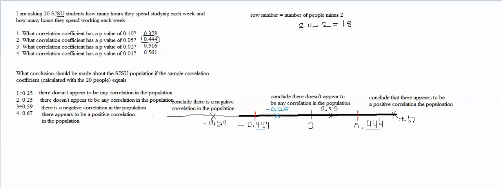And when you put your cutoff points here, make sure to always use your answer to question 2, which is where it says 0.05. Don't use any of the other three.